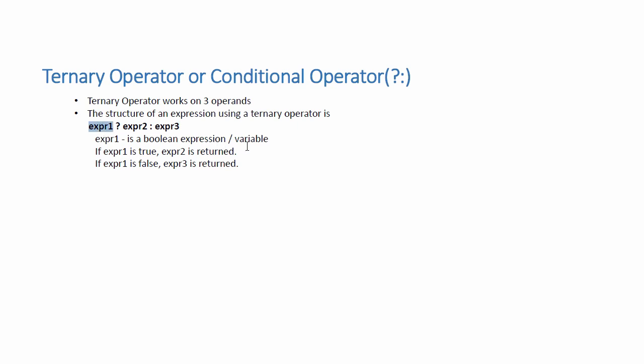expr1 is a Boolean expression or variable whose result must either be true or false. Now, what are expr2 and expr3? If expr1 evaluates to true, then expr2 is the value that is returned. But if expr1 evaluates to false, then expr3 is the value that is returned. Let us understand this in an example.